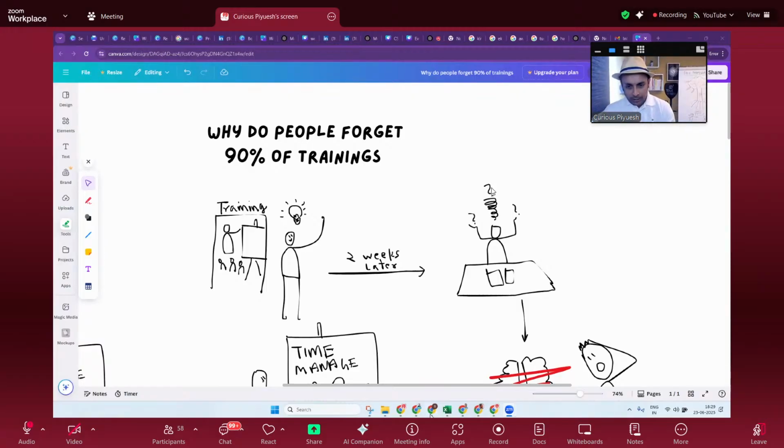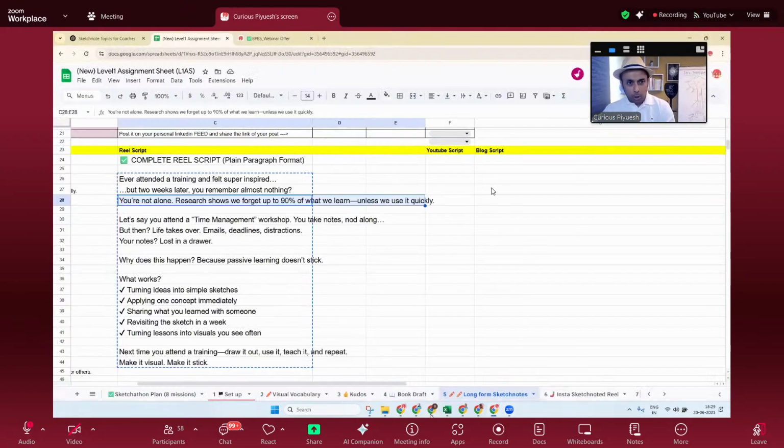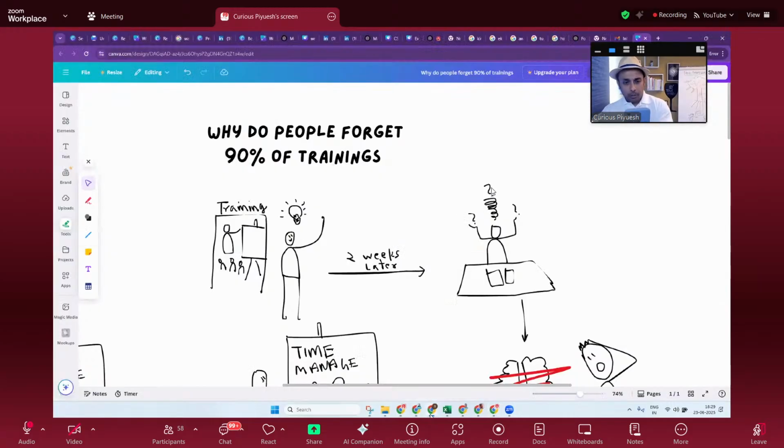Let me again remember the sentence here. You are not alone. Research shows we forget up to 90% of training, what we learn. Okay. You are not alone. Research shows that we forget 90% of the training after we have attended. Okay, so this much. Don't worry about your fumbles because this voiceover is not your final voiceover. This is only to record in a particular time limit. So see what I've done here. This is the video. Research shows that we forget 90% of the training after we have attended.